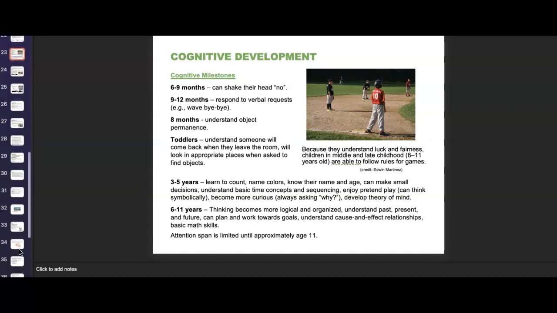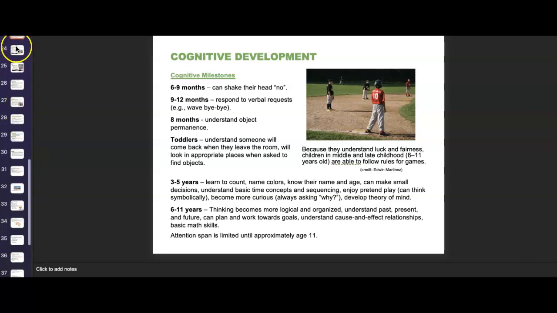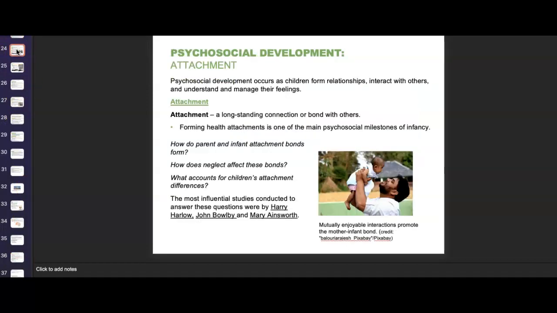In order to understand cognitive development, it's also important to understand attachment, because now we're getting into the psychosocial development. So psychosocial development occurs as children form relationships and interact with others and understand and manage their feelings. The first key component of psychosocial development is attachment.